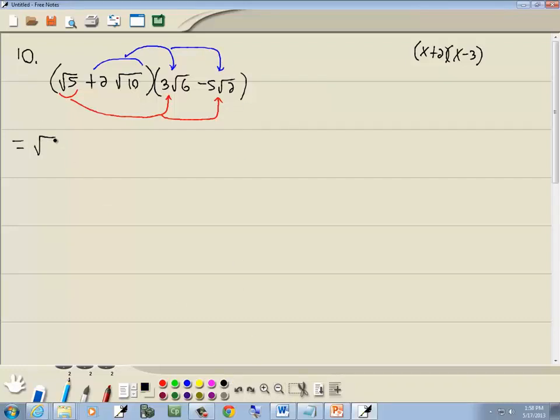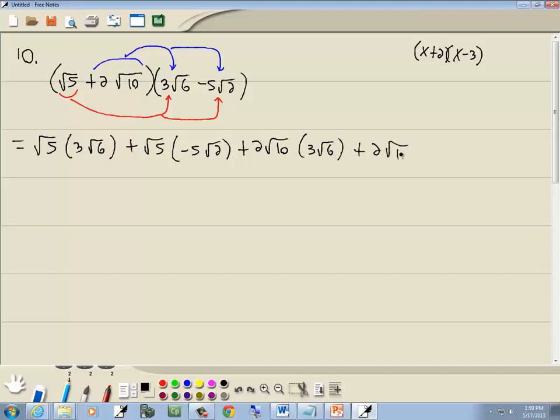So we got square root of 5 times 3 square root of 6. And we got square root of 5 times negative 5 square root of 2. We got 2 square root of 10 times 3 square root of 6. And we got 2 square root of 10 times negative 5 square root of 2.